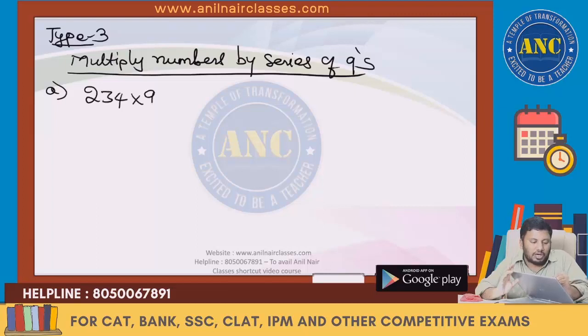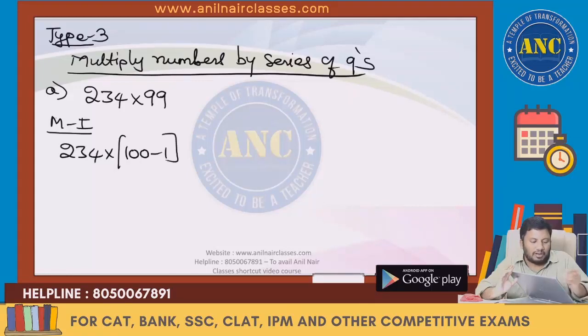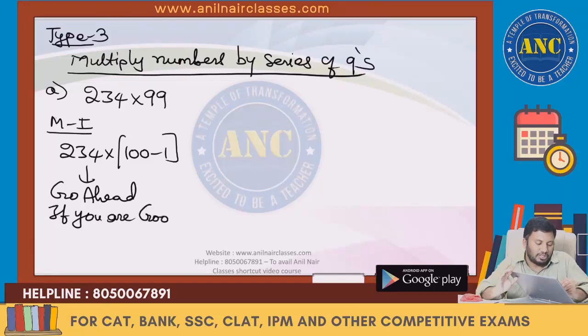234 into 99. Method number 1: 234 into 100 minus 1. If you are comfortable, please go ahead. In case you are good in subtraction, please use this concept.